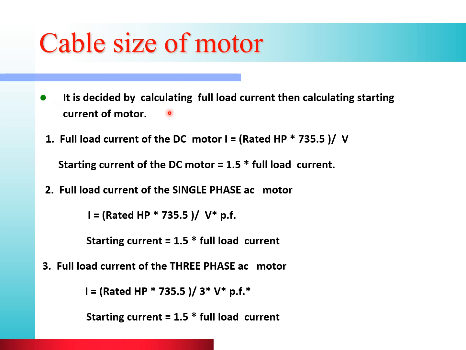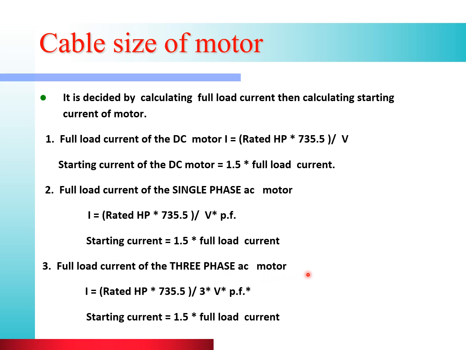Cable size of the motor is calculated by calculating the full load current, then calculating the starting current of the motor. Firstly, full load current of a DC motor is calculated by I equals rated horsepower multiplied by 735.5 divided by voltage. From this full load current, we can calculate the starting current. It is generally taken as 1.5 times the full load current. Then full load current of a single phase AC motor, I equals rated horsepower multiplied by 735.5 divided by voltage into power factor, and the starting current is calculated as 1.5 times the full load current.